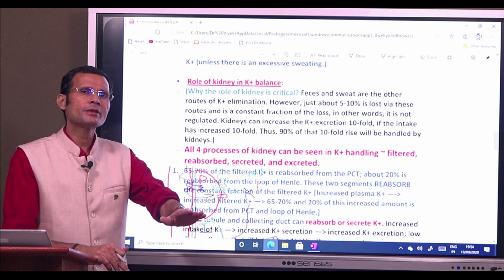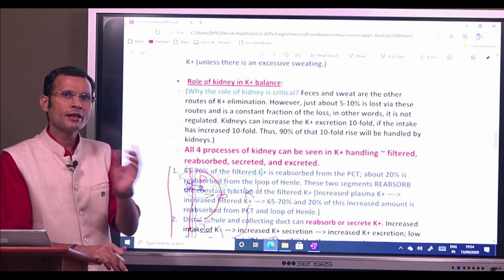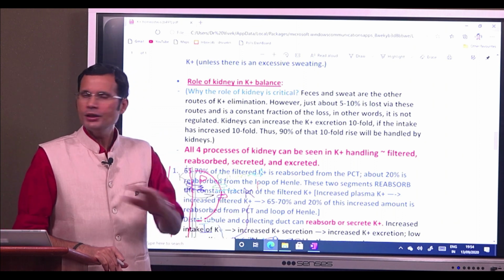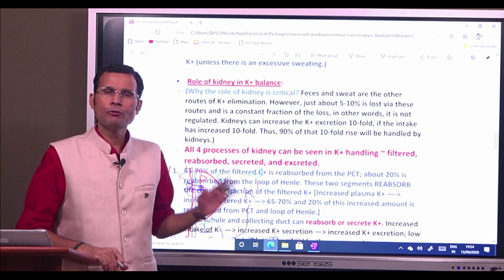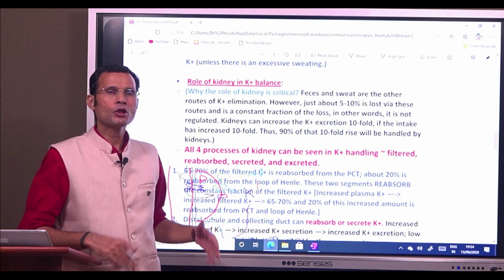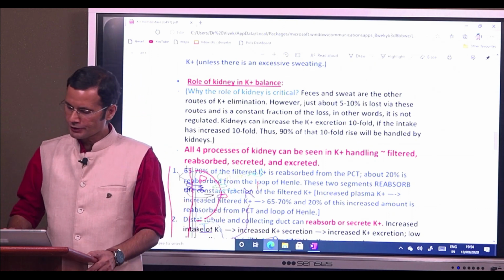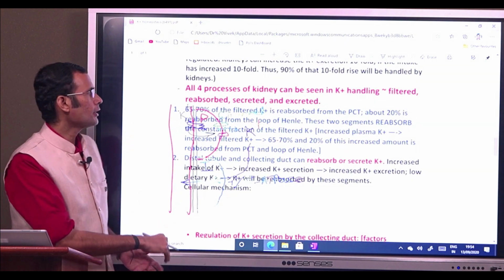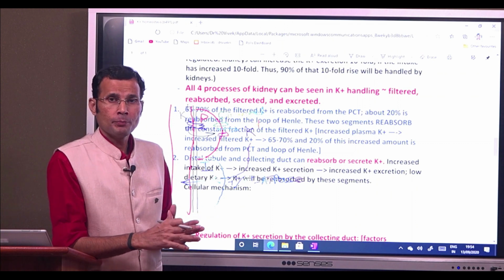Only about 10% is going to be lost in the feces and sweat. So, if it's a 5-fold rise, kidneys will have to deal with that 5-fold rise in the plasma because the dietary intake has increased. Right. So, very important role played by the kidney.